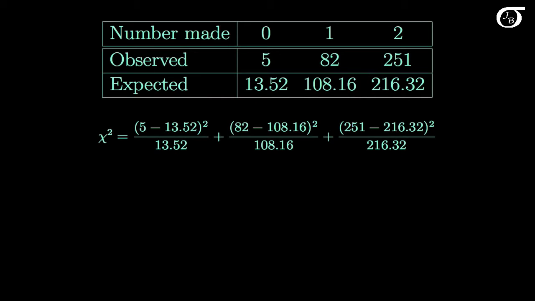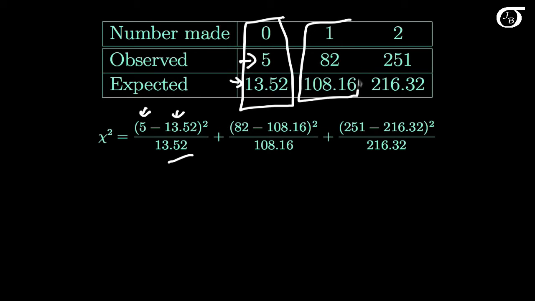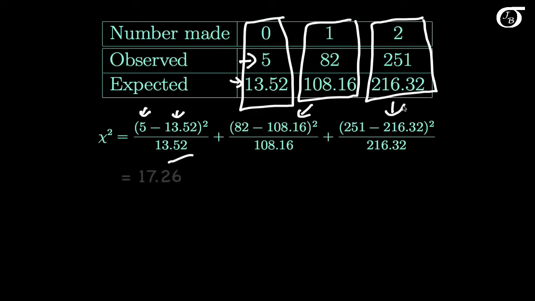Here are the calculations for a test statistic. For this first cell, we would take the observed count of 5, and we would subtract the expected count of 13.52, square the difference, and divide by 13.52. We would then do similar things for the other 2 cells. And if we went ahead and did all of these calculations, we would find that our chi-square test statistic is equal to 17.26.